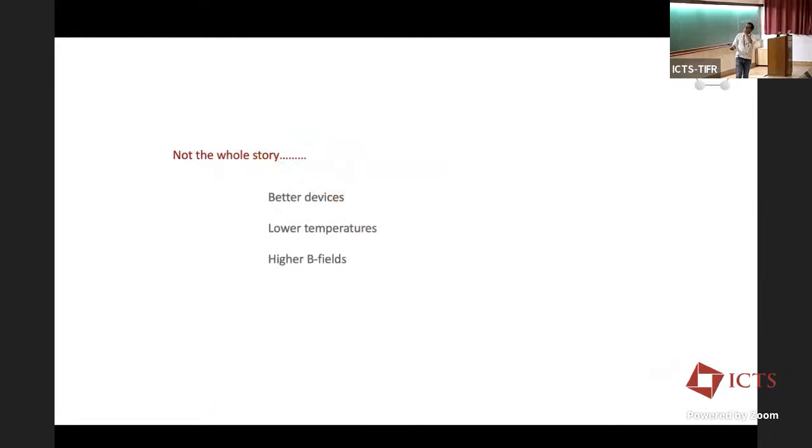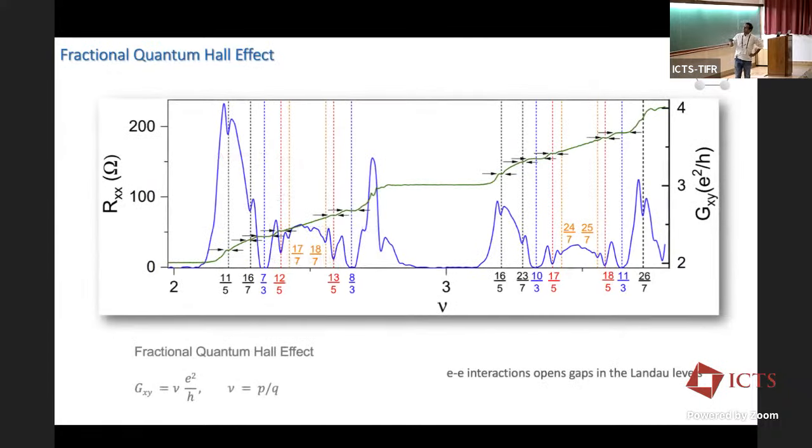But this is not the whole story. When people started making better devices, they went to lower temperatures and higher magnetic fields, they started seeing that the Hall conductance can now get quantized to fractional values of nu.